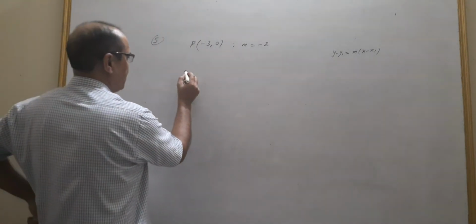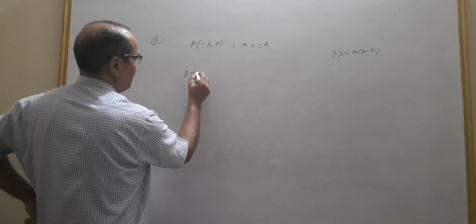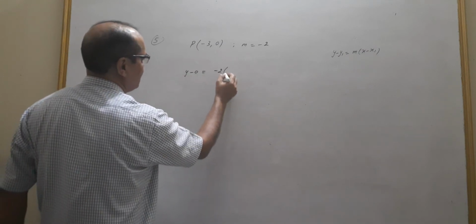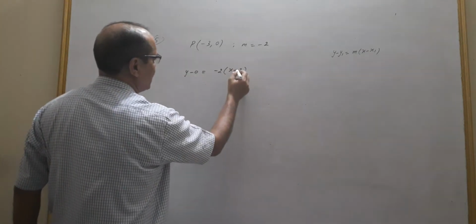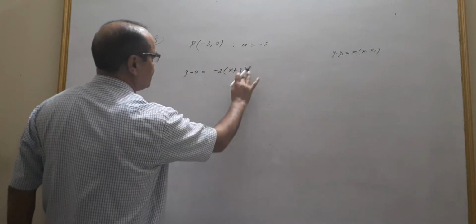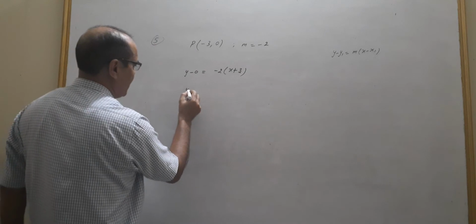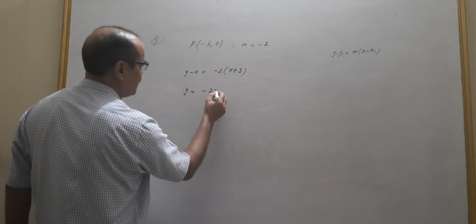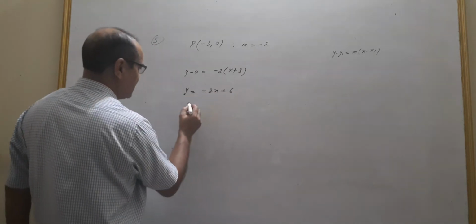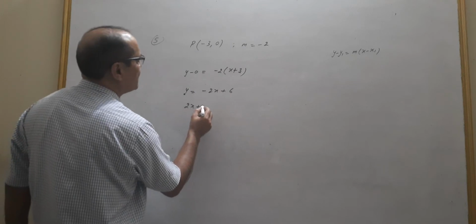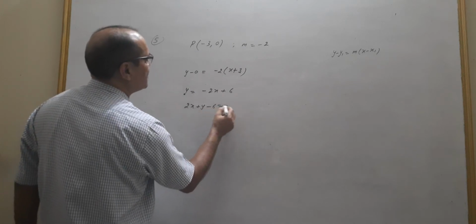तो देयरफॉर पॉइंट फॉर्म अप्लाई करने के बाद ये बन जाएगा y minus y1 is equal to m times of x minus of x1. So therefore y becomes minus of 2x and minus of 6. So therefore this can be written as 2x plus y and minus 6 is equal to 0.